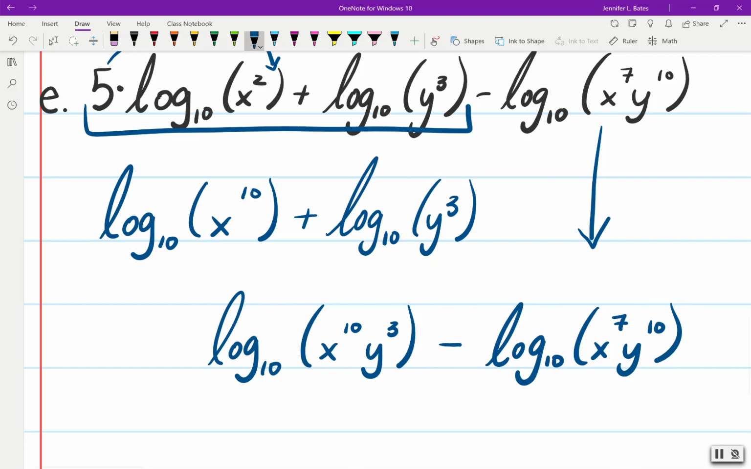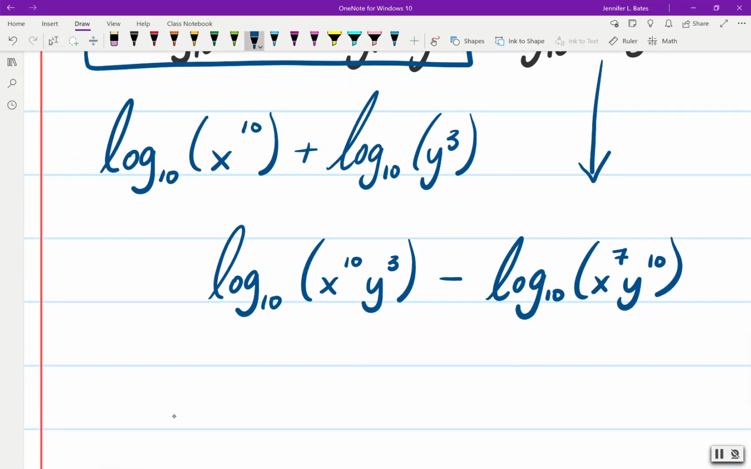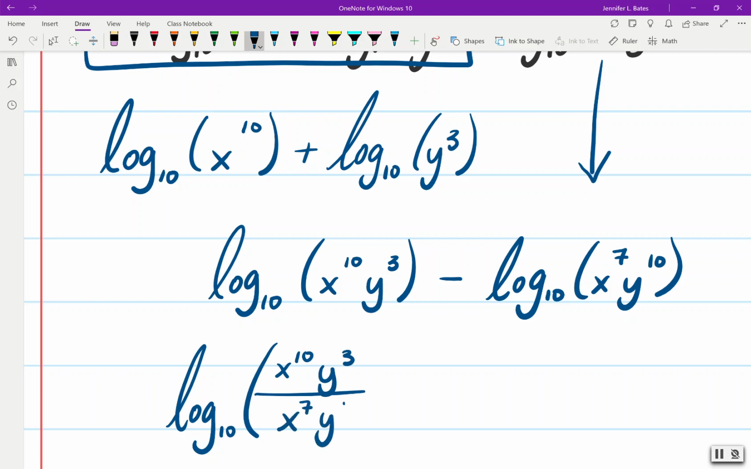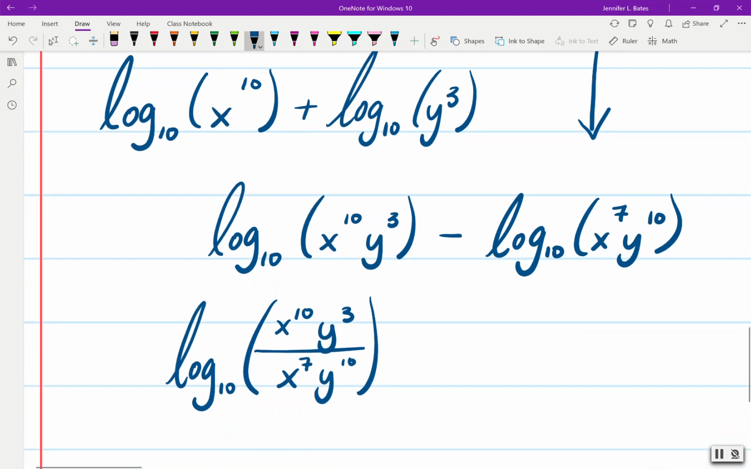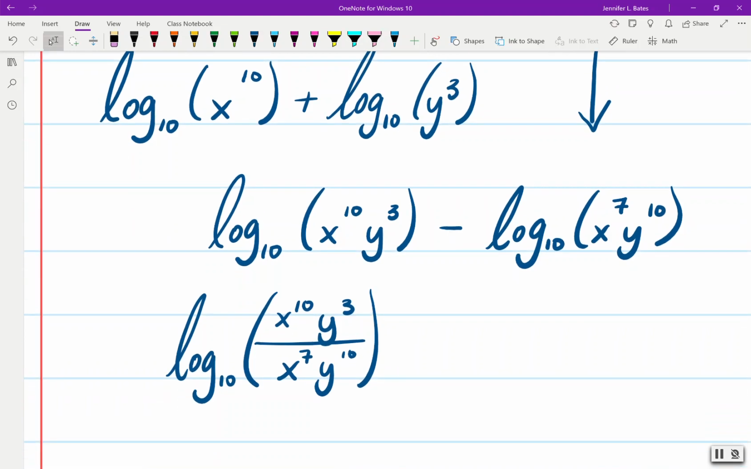So anytime there's 3 pieces, focus on the first 2, figure out the first 2, and then put in the 3rd one. Because now I'm looking at this and I'm thinking, okay, I've got 2 logs that are subtracting. Show me on your hand which log property should I be using. Good, log property 2. It says if I have 2 logs that are subtracting, I'm just going to divide the arguments. This is x to the 10th, y to the 3rd, over x to the 7th, y to the 10th. And now all I have to do is simplify this.